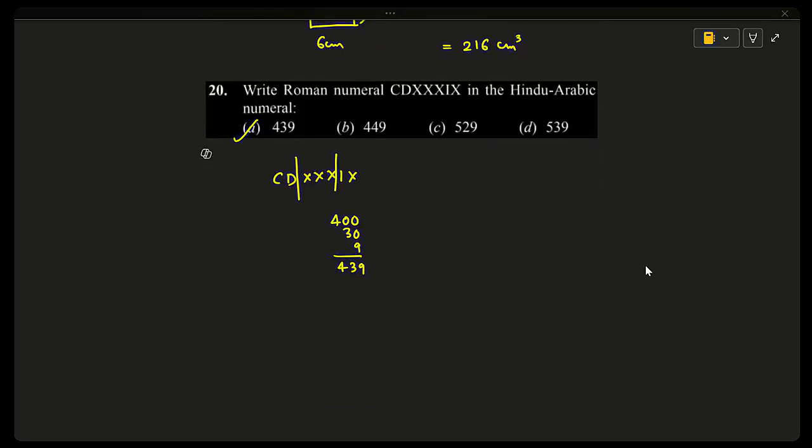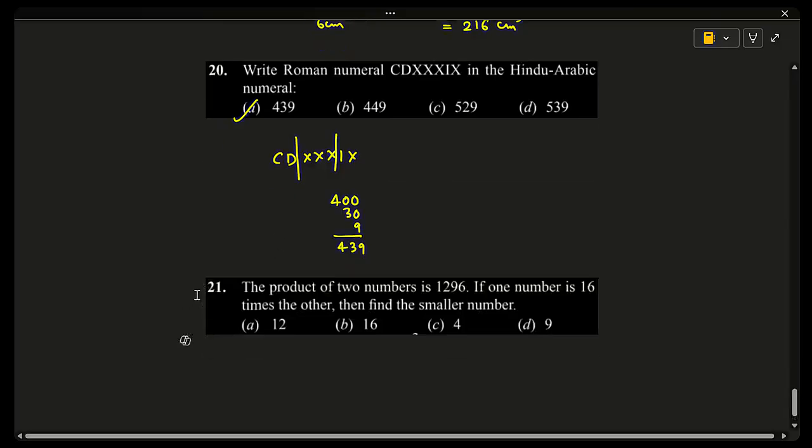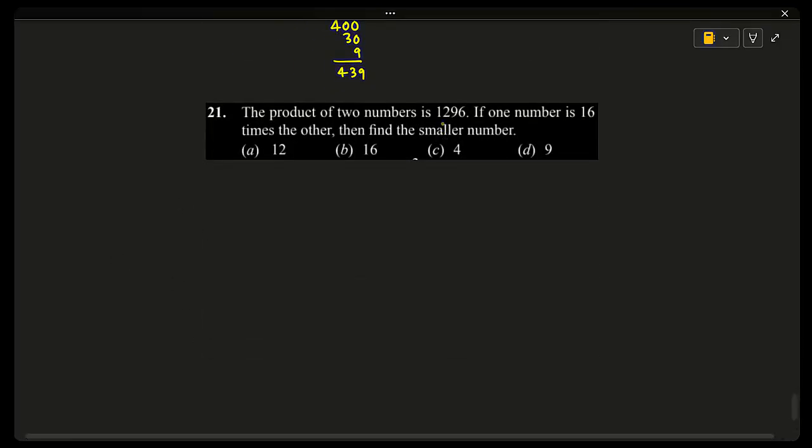Next, 21st question. The product of two numbers is given as 1296. If one number is 16 times the other, then find the smaller number. Smaller number we don't know, let us call it x. And they said one number is 16 times the other. So the other number is going to be 16x. They said the product of these two is going to be 1296. So from this we need to find the value of x, because x we called the smaller number and 16x will become the greater number. So x we should find.